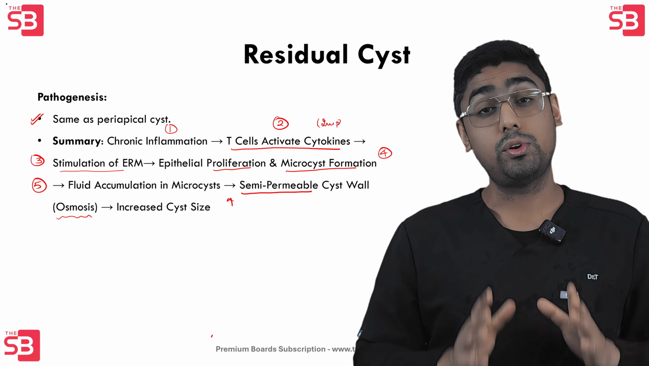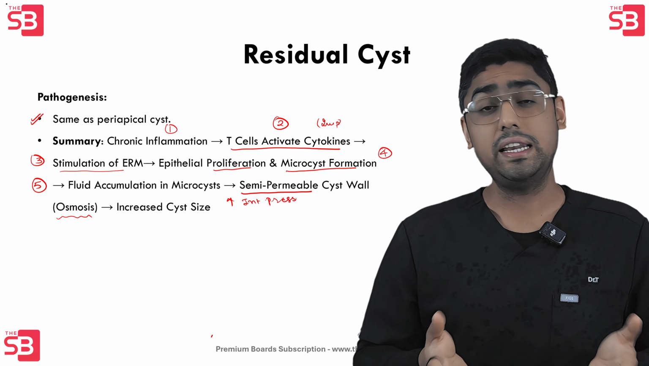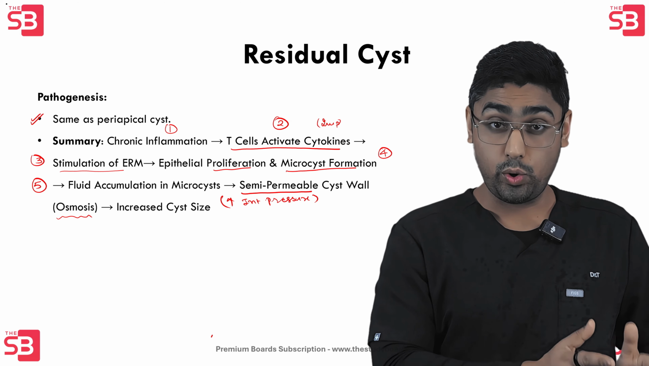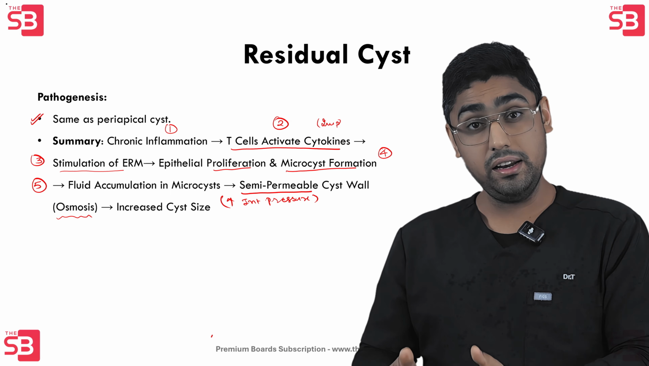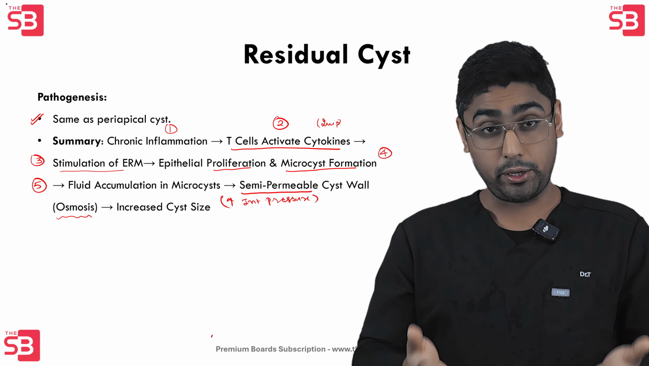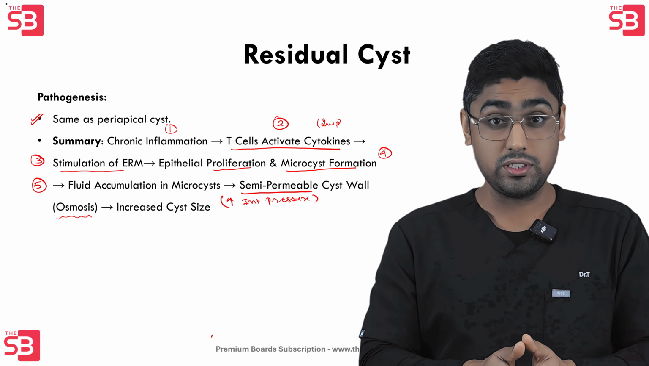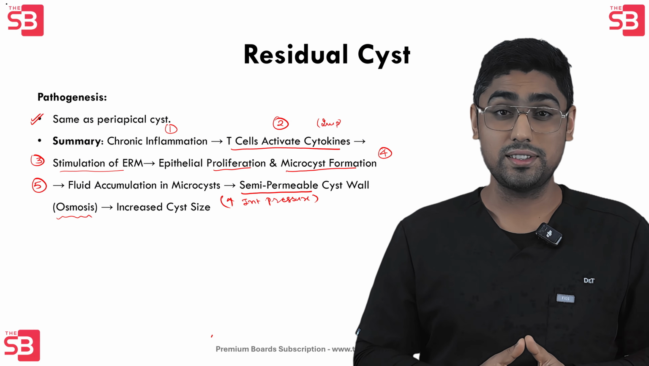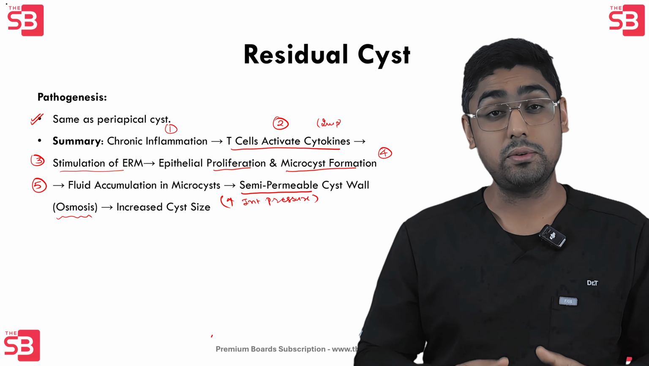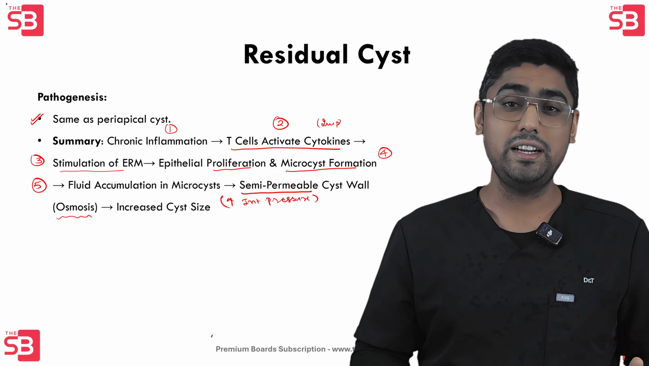Now the cyst wall acts like a semi-permeable membrane, so the fluid keeps moving in, raising the internal pressure and driving progressive enlargement. So in summary, chronic inflammation triggers T cells, cytokines stimulate epithelial remnants, that's ERM, then proliferating epithelium forms microcysts, and fluid accumulation driven by osmotic forces leads to cystic growth. And the result is a fully developed residual cyst that can continue to grow silently unless identified and treated.